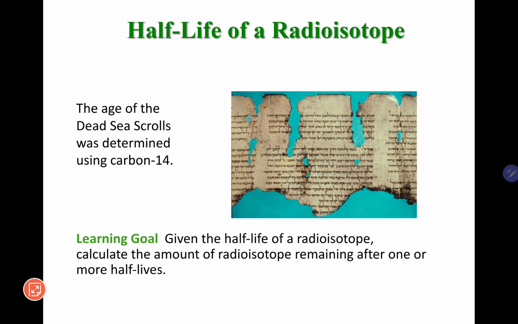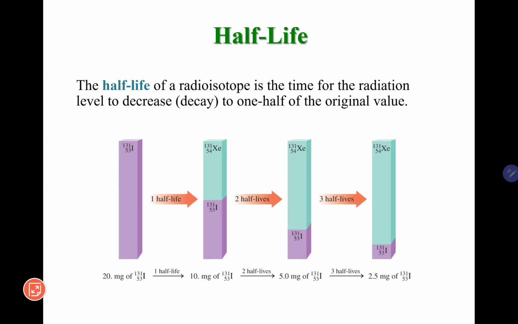The last thing that we are going to talk about is half-life, the half-life of a radioactive isotope. This is an important thing because every radioactive isotope has a half-life. And what is half-life? Half-life is basically the time it takes. Radioactive isotopes are always emitting radiation and then becoming more stable, right? So with time, these radioactive isotopes should become stable, non-radioactive isotopes, right?